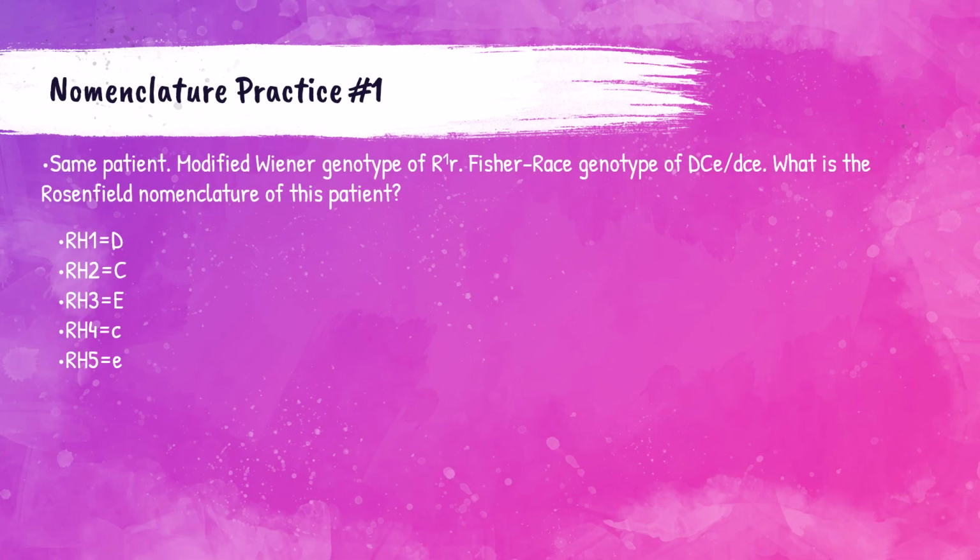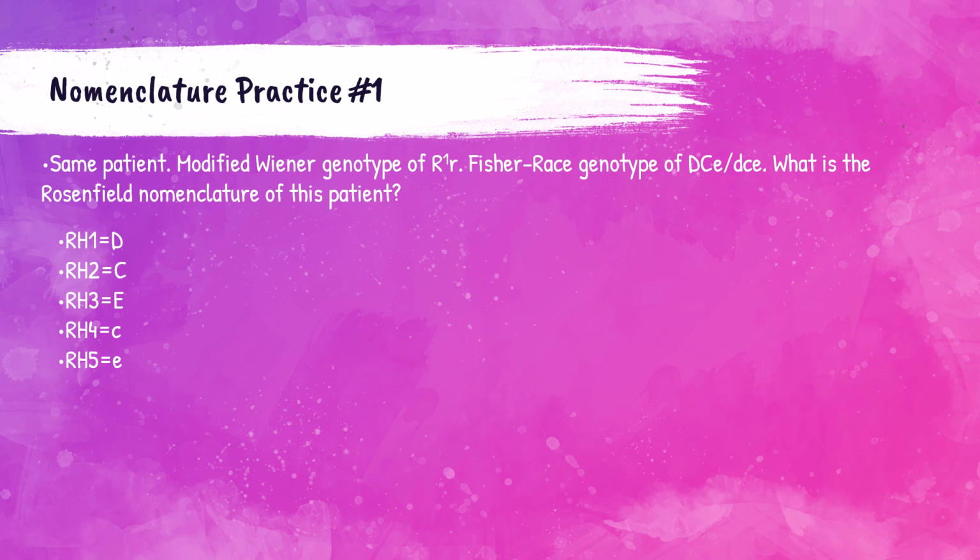Now the same patient, the modified Wiener genotype of big R1, little r, and then we determine that the Fisher-Race genotype is big D, big C, little e, slash little d, little c, little e. What is the Rosenfield nomenclature of this patient?